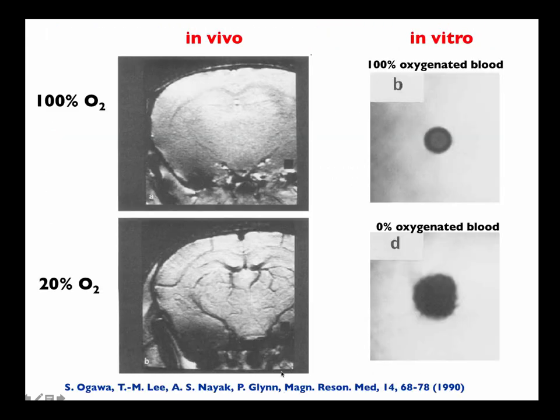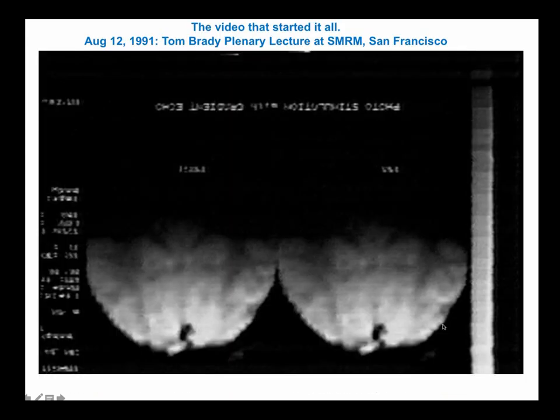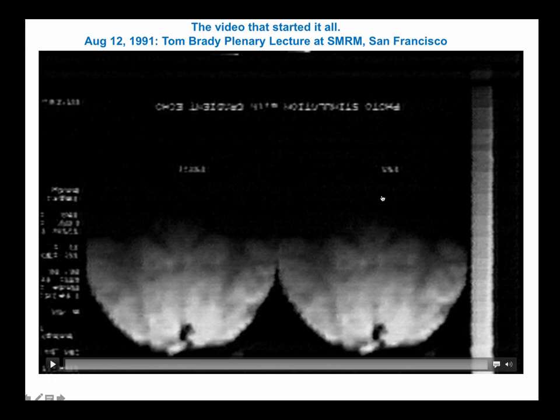This is Ogawa's early work, a rat brain showing 100% oxygen, no dark lines or anything like that. If you give it 20% oxygen, like room air, the metabolic rate of the rat will pull oxygen further from the blood, and you have these dark lines forming. And this is all due to deoxyhemoglobin. And he did the same sort of experiments in test tubes, 100% oxygenated blood, 0%, and you get this massive penumbra.